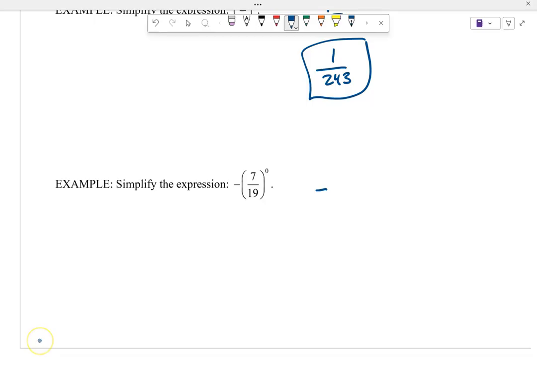This next one, we've got a negative, but we've got something to the 0 power, right? So that 7/19 to the 0. If you want, you can write a 7 to the 0 over 19 to the 0. Either way, it's 1 over 1. So that just ends up being 1, right? Anything to the 0 is 1. But then we apply that negative out front. So I got negative 1.